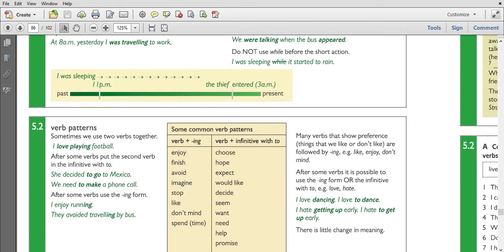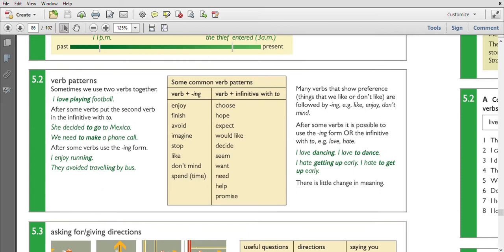So, verb patterns. Sometimes we use two verbs together. For example, in this sentence, I love playing football. As you see, love is a verb and playing is also a verb with ing. After some verbs, put the second verb in the infinitive with to. For example, she decided to go to Mexico. Here, after decided, we use infinitive with to. It's the infinitive of the verb to go.